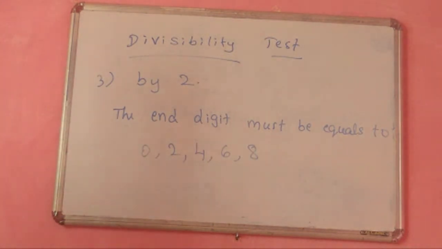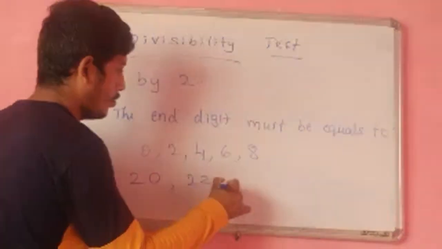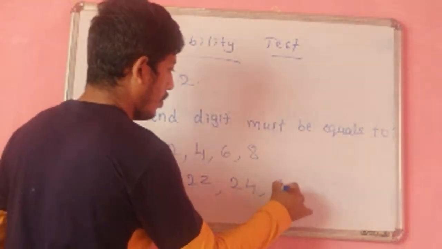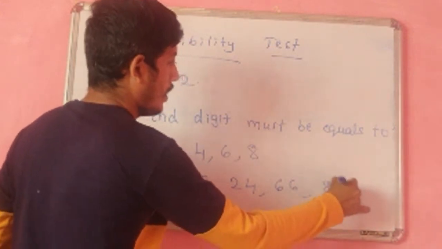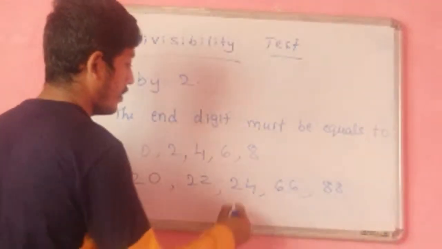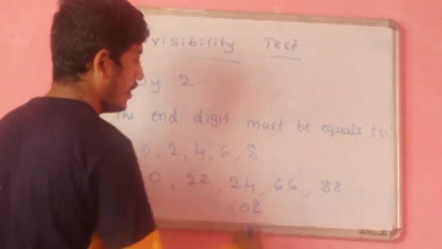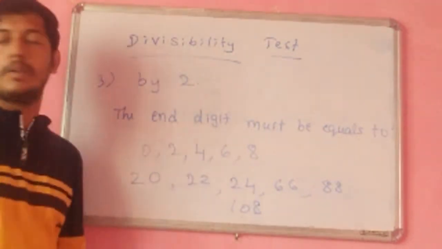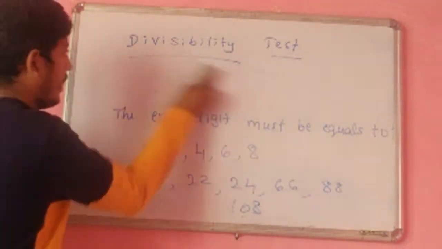So for example, 22 or 24 or 66 or 88. Or you can consider 108. So the end digit is 8. So that is divisible by 2. The next one.